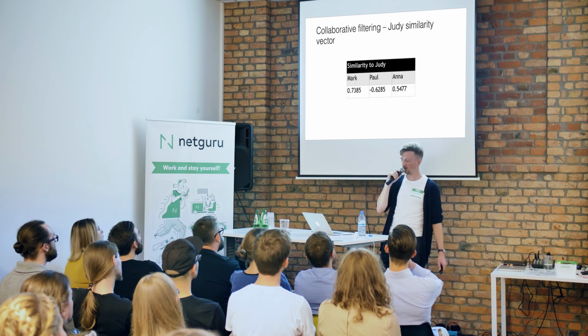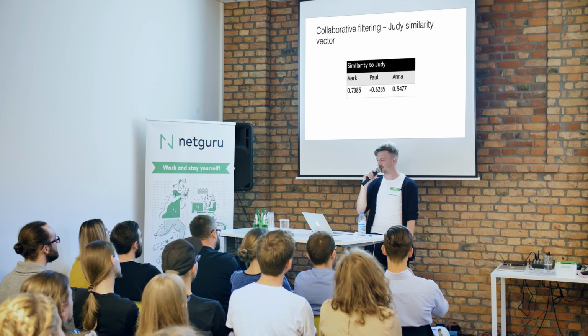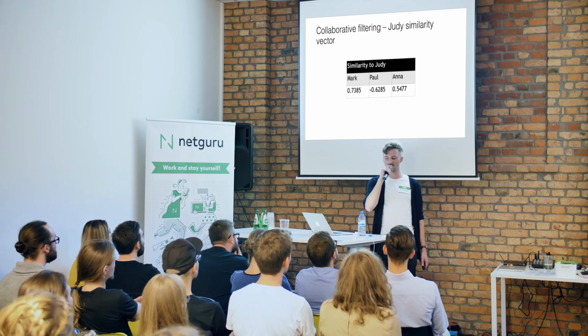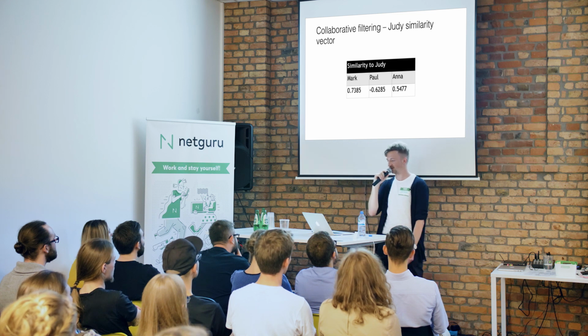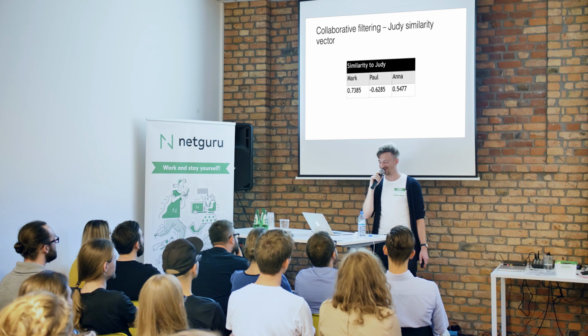Okay, so we calculated those values for Mark, Paul, and Anna, and we ended up with the similarity scores. So what can we say looking at it? We only have 3 people, so I don't have to go into any deep analysis, but we can see already that Mark is most similar to Judy when it comes to movie taste, and that Paul is least similar, and whatever Paul likes, Judy probably would hate.